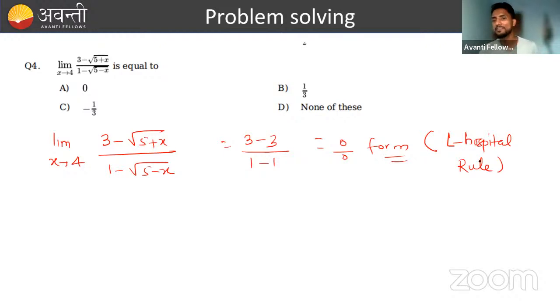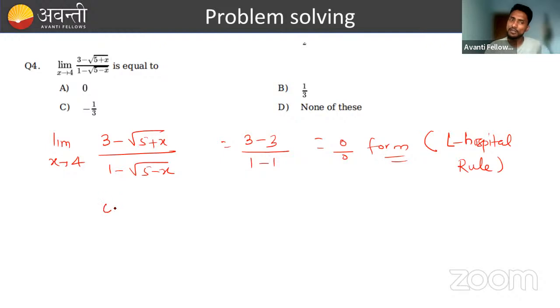Whatever answer you get, you will always get 0, because it is strictly prohibited. So that's why I'm saying don't use it in your board examination. So what does L'Hospital rule mean? You have to just differentiate the denominator and differentiate the numerator.